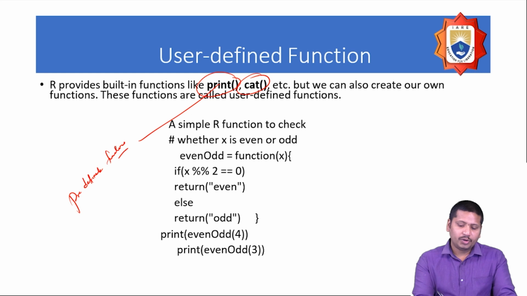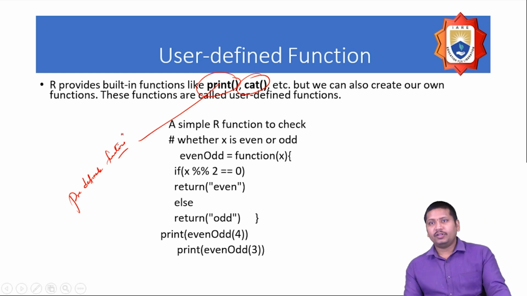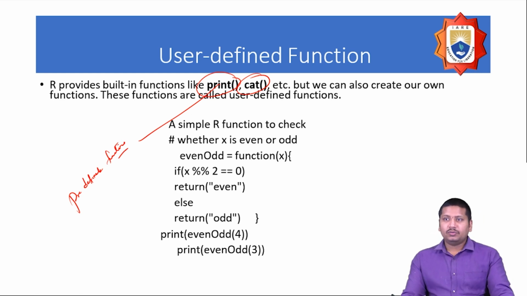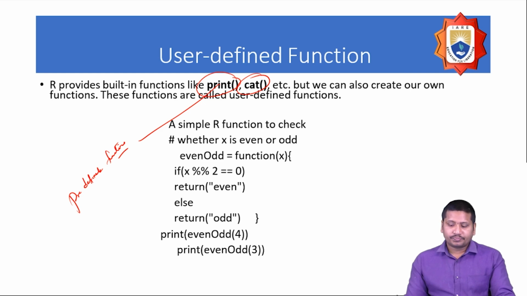Since the function is already defined and its behavior is predetermined, it is called a predefined function. Suppose the function is written by the user, then it should be considered a user defined function. Whenever the user writes the function code, that comes under the user defined function. So let's see a simple function to check whether x is even or odd.